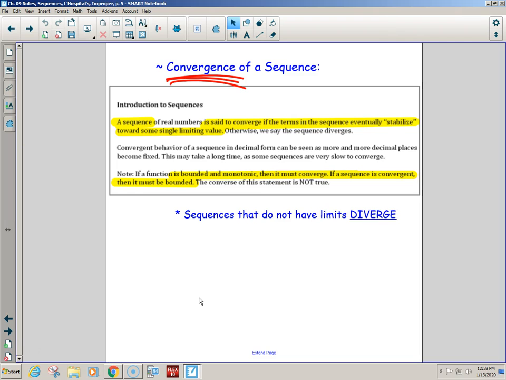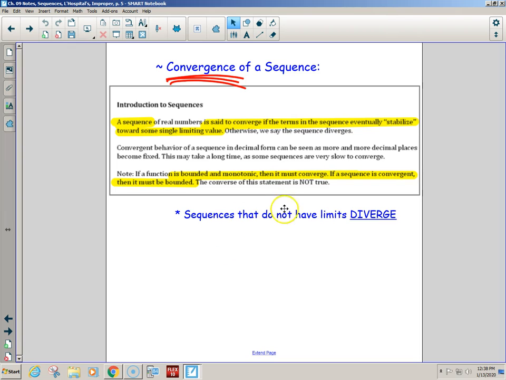If a function is bounded and monotonic, bounded, aka cannot go to infinity or negative infinity, and monotonic, strictly increasing or strictly decreasing, then that function must converge. If a sequence is convergent, then it must be bounded. It cannot be going to infinity. The converse of the statement is not true. Converse is flipping it around, right?